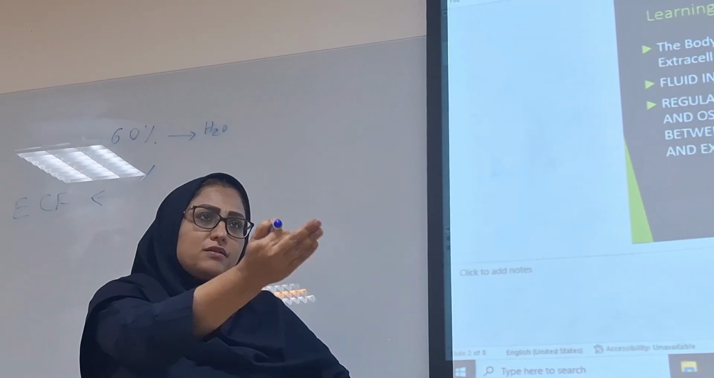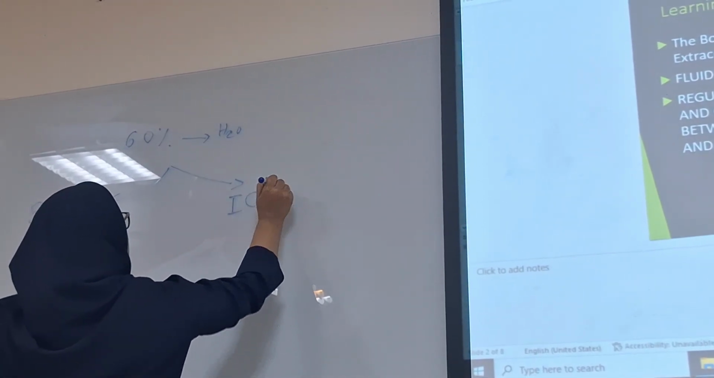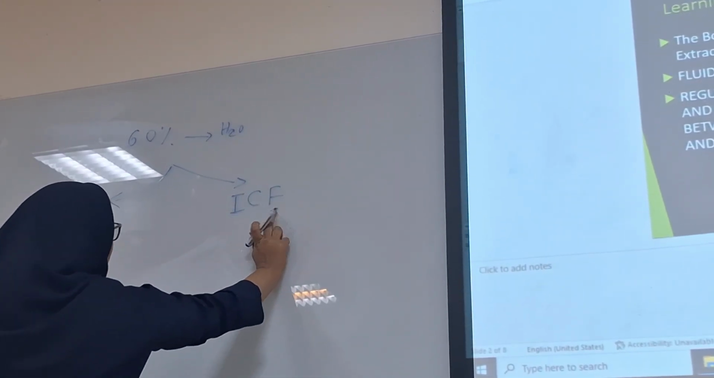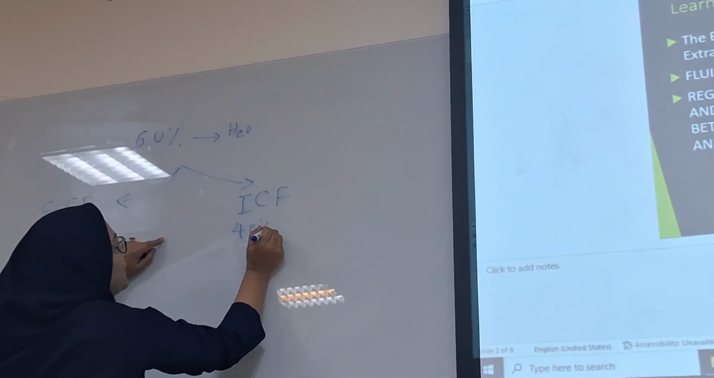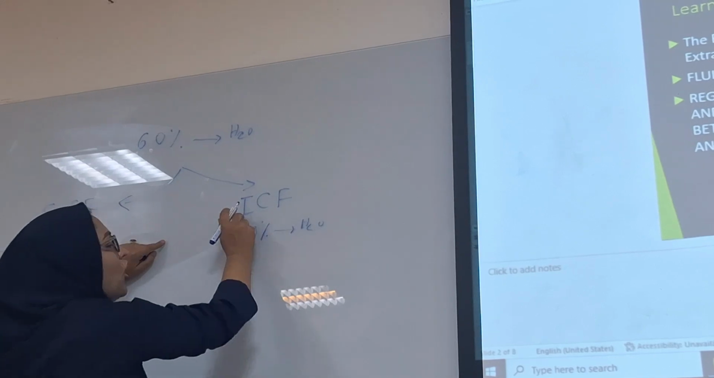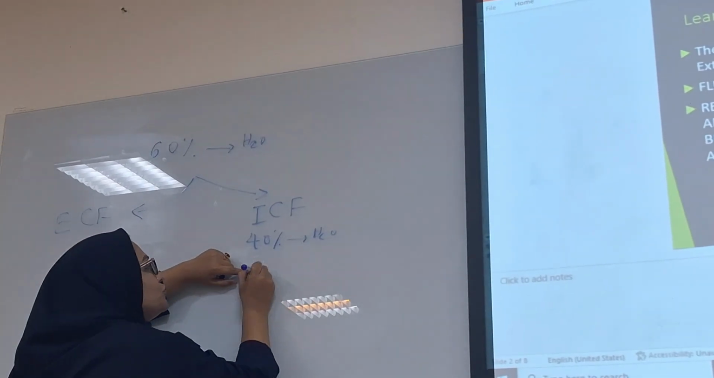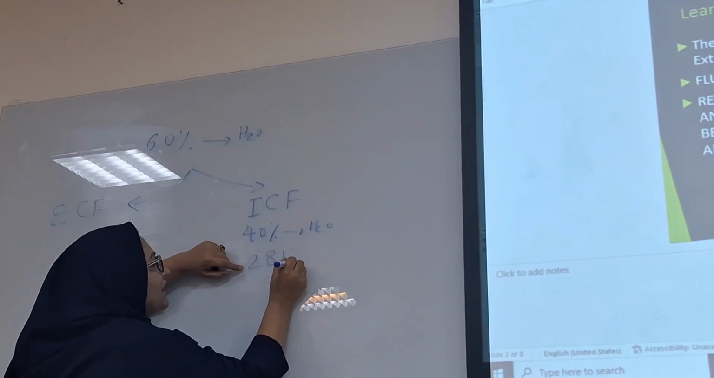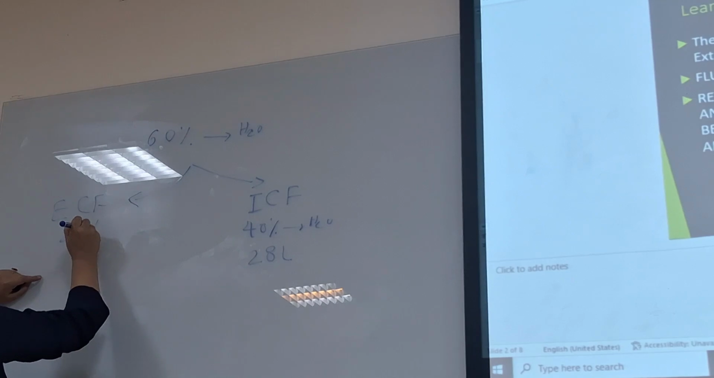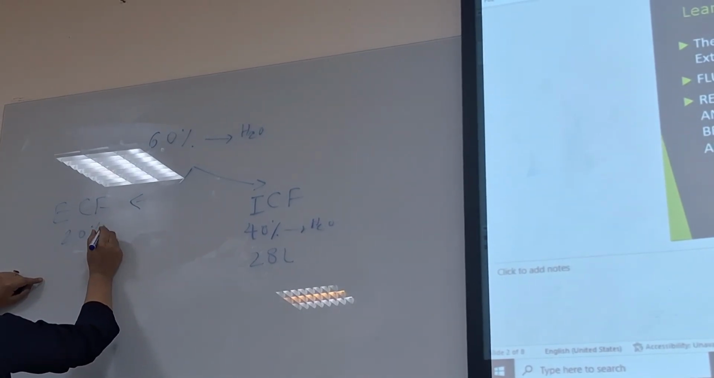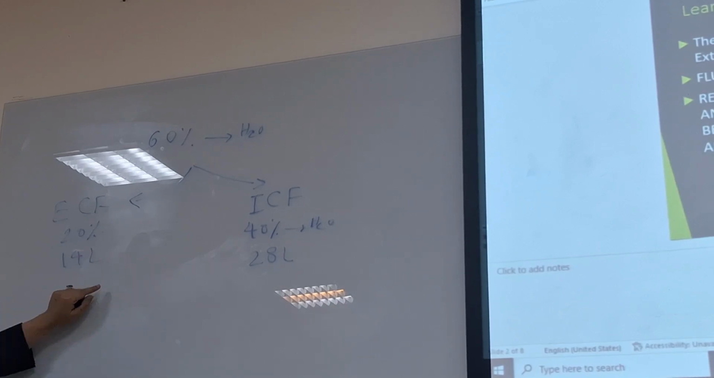Extracellular fluid and intracellular fluid. 40% of water is found in ICF, which is about 28 liters. 20% is found in ECF, which is about 14 liters.